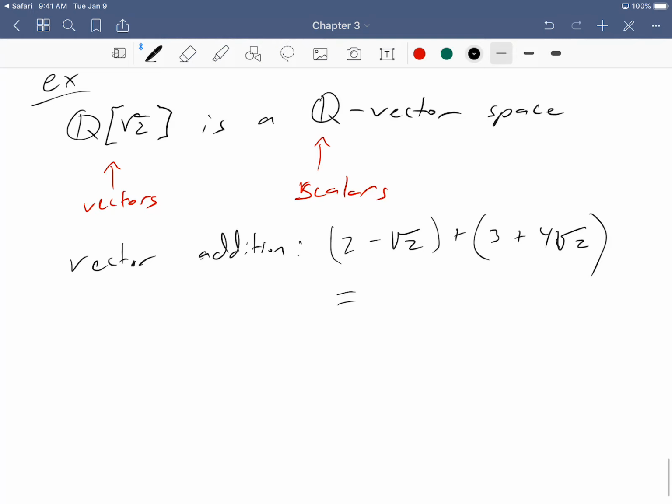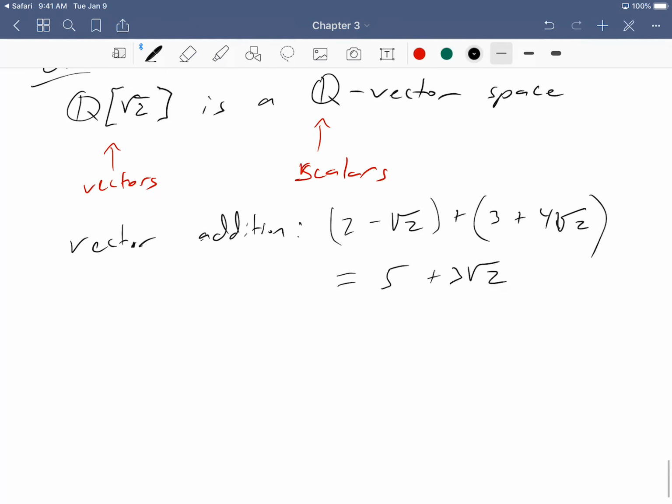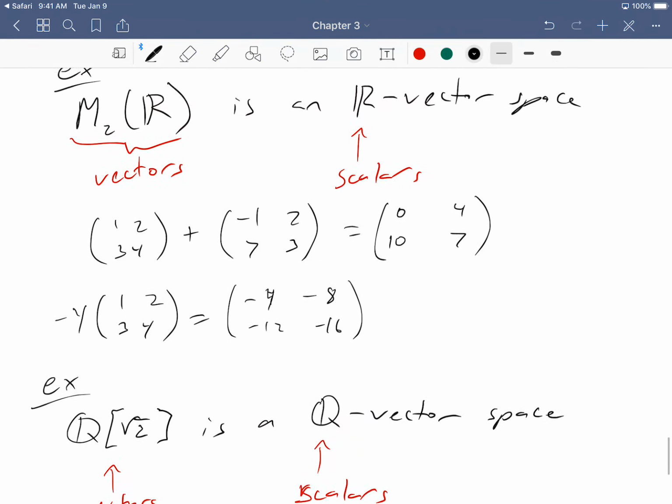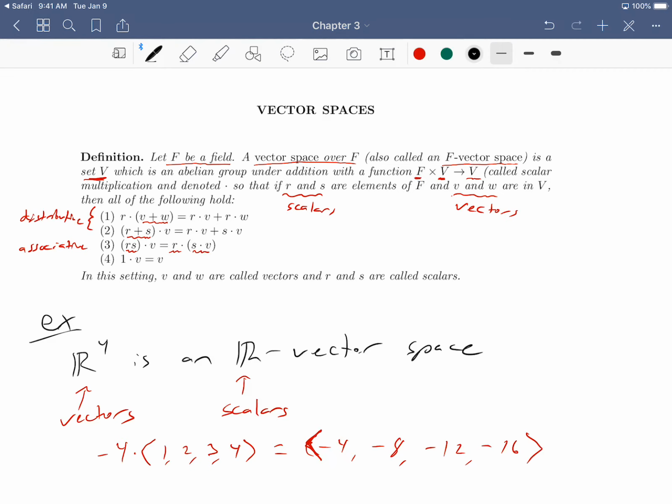The addition is abelian. It's an abelian group under addition. I get 5 plus 3 root 2. I have an additive identity. And then I also know how to multiply by scalars. So my scalars here are just rational numbers. So I can take, for example, my 2 minus root 2, and I can multiply it by 7. And when I do that, I get 14 minus 7 root 2. And for that scalar multiplication, I can distribute, it's associative, all of those properties up at the top here are going to hold in that setting.